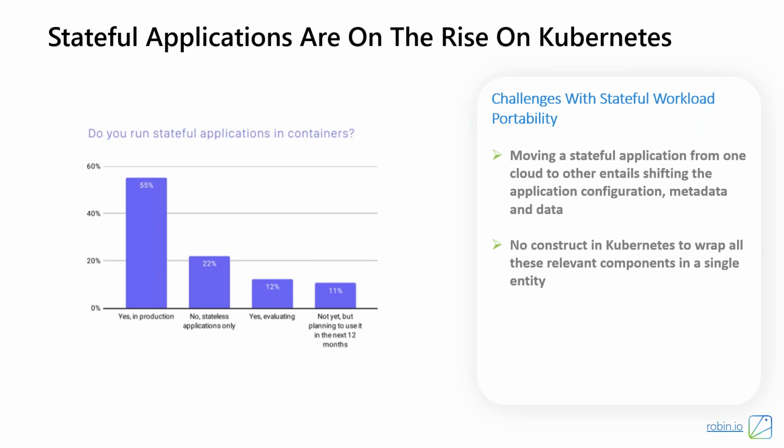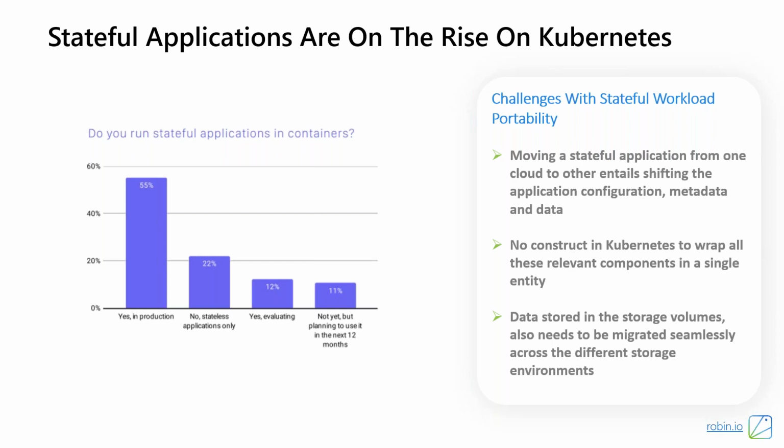The next challenge is there is no construct in Kubernetes to wrap all of these relevant components in a single entity, right? Now you may be able to achieve multi-cloud portability by doing a lot of manual work and automation scripting, right? Where you somehow individually capture the configuration, the metadata, and the data of a deployment, and then try to recreate it on the target cluster when you port the application. But there is no easy way out here, right? There is no application that you can simply take a snapshot of, which will take care of all of these moving components and give you the simplicity.